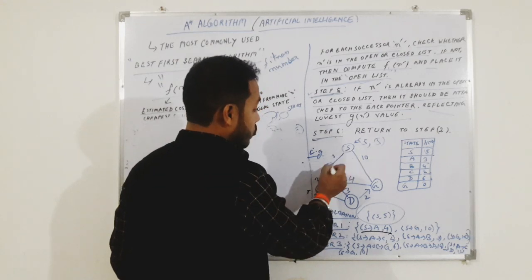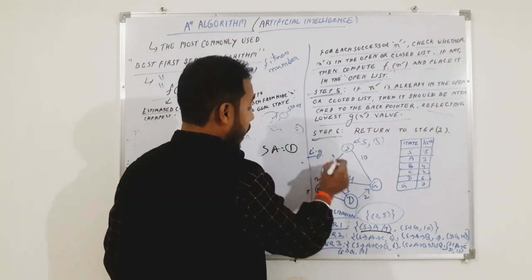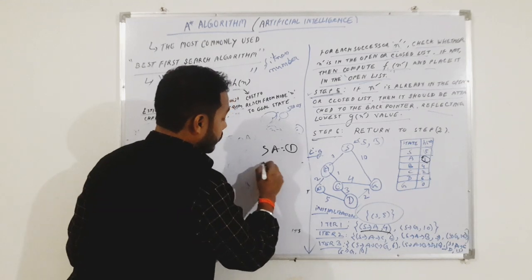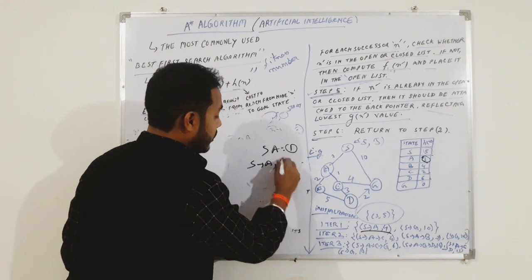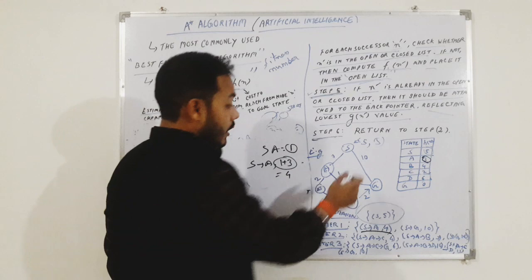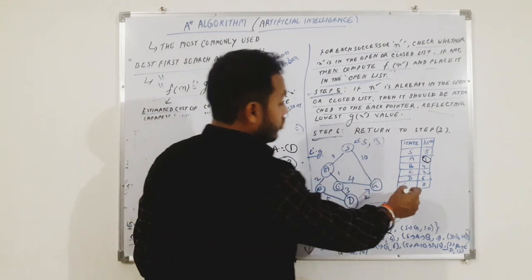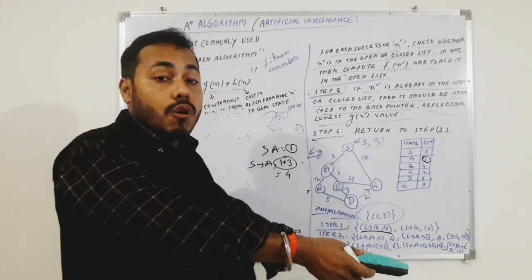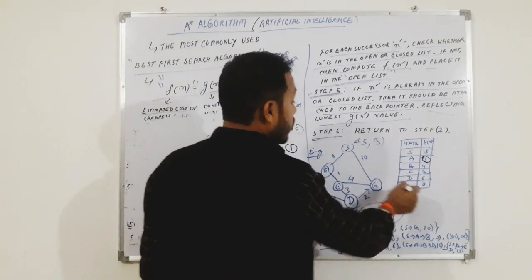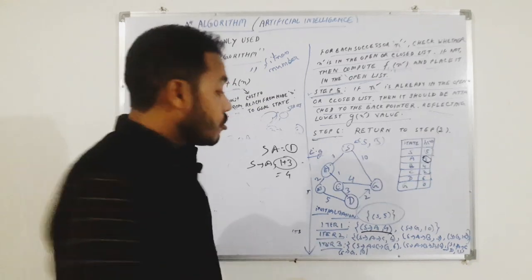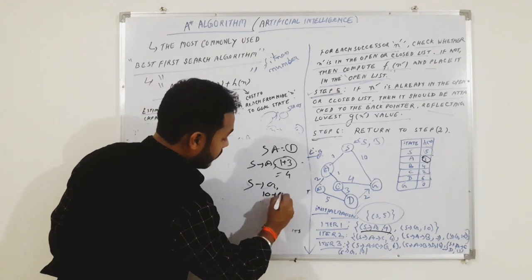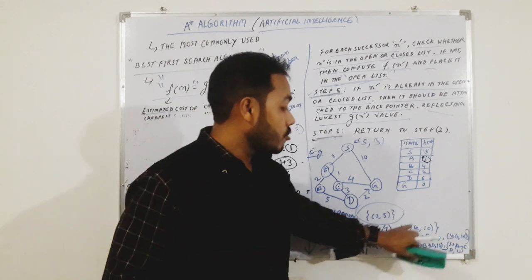So S to A: how much cost is involved? S to A is 1, plus A to the goal node, which is 3. So 1 plus 3, we have got 4. That's why I am writing S to A 4. Similarly, S to Z is 10, and Z to Z of course is 0. If you are already at the goal node, it will not cost you anything to go to the goal node itself. So 10 plus 0 is 10. That's why I am writing S to Z 10.